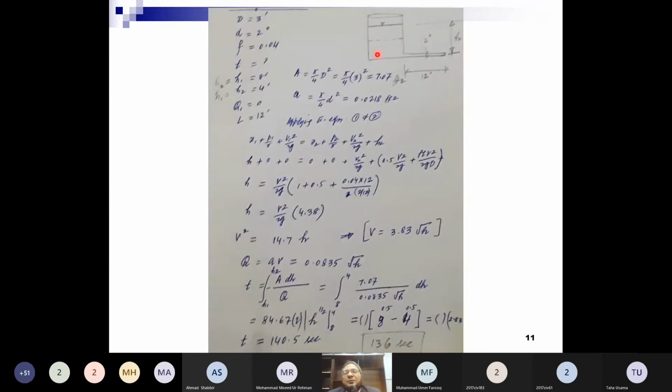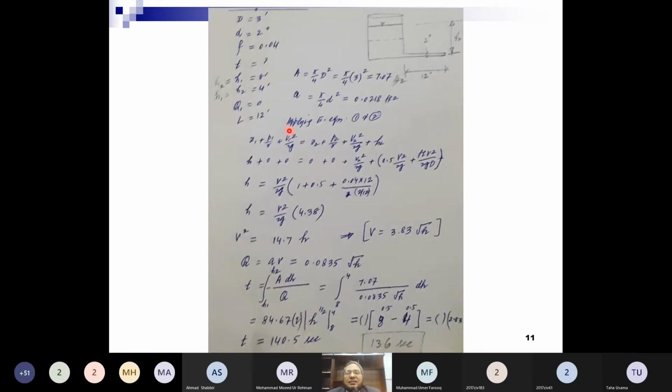Now, first of all, you have to make this diagram. So this is the pipeline, its diameter is 2 inches. Let's say this is the small h, because we have to write the equation for Q2 in terms of h, because we have to integrate it. And this length of pipe is 12 feet. So compute capital A, pi by 4 D square, and this is 7.07 square feet. Then the small a, which is the area of this pipe, pi by 4 d square, is 0.0218 square feet.